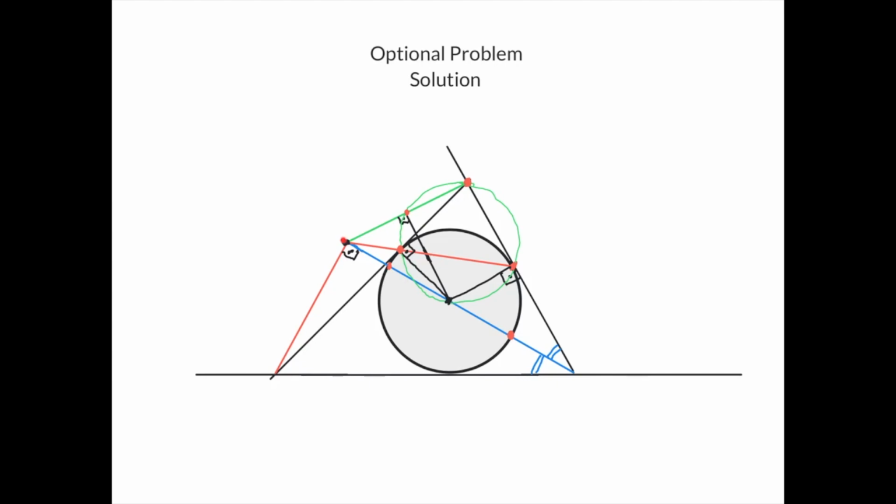But now observe that this times this is common for both the power of this point with respect to this circle and the power of this point with respect to this circle. And so the two powers are equal, and they're equal to this times this. And therefore, this times this, which is the power with respect to this circle, equals this times this, which is the power with respect to this circle. And because this times this equals this times this, we have that this quadrilateral must be cyclic.